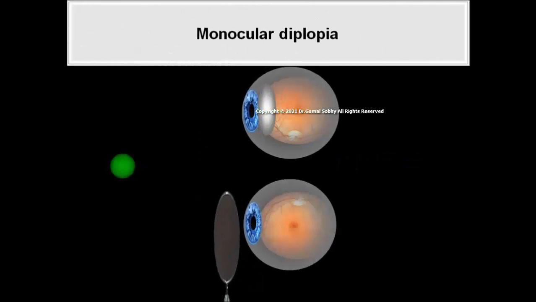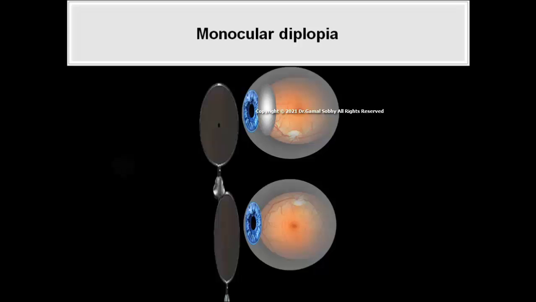The most common causes of monocular diplopia are changes in the lens, anomalies of the tear film, the cornea and the vitreous, pressure of the upper lid on the cornea, brain trauma and cerebrovascular accident. Monocular diplopia disappears when the patient looks through a pinhole.